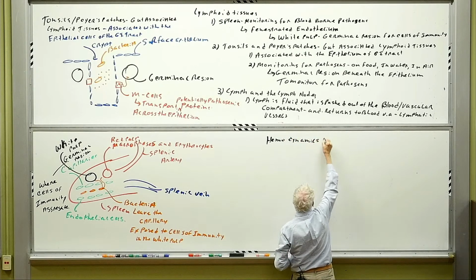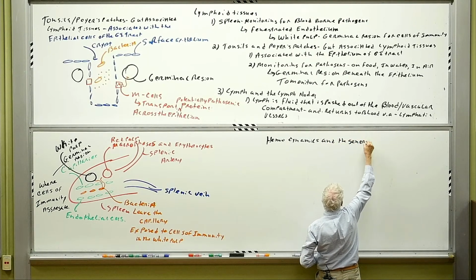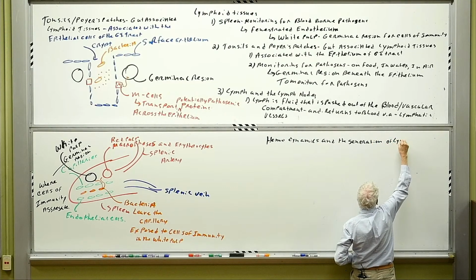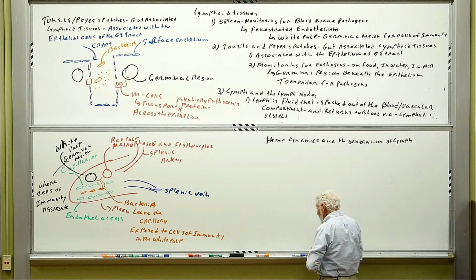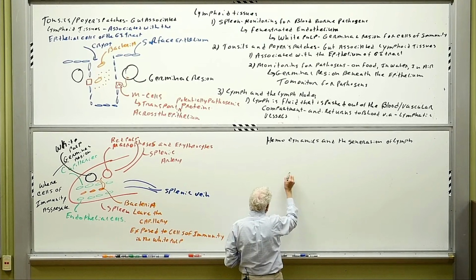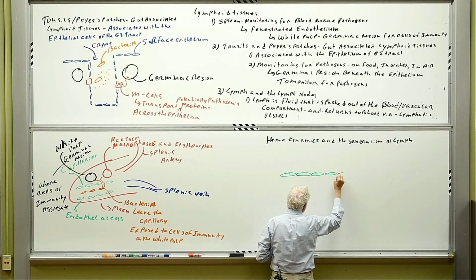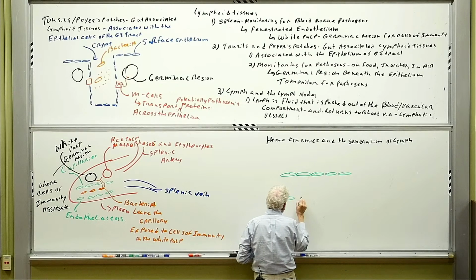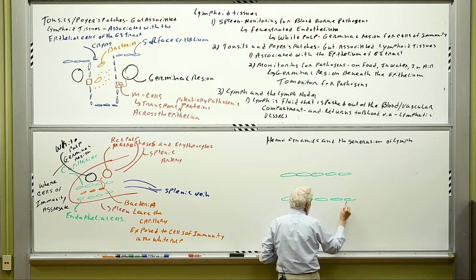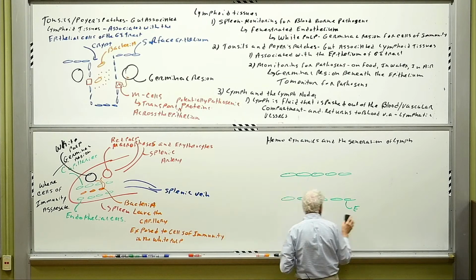And so we'll start this with the concept of hemodynamics and the generation of lymph. So again, to remind you, we have these endothelial cells. So these are the endothelial cells. I'll just label them as capillary endothelial cells.